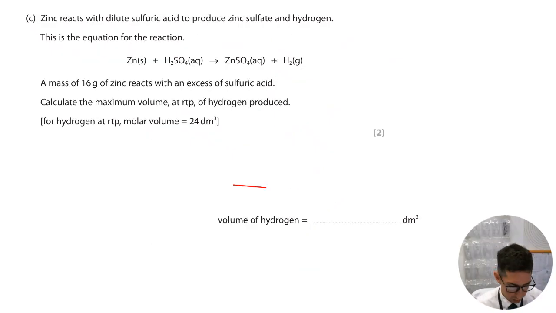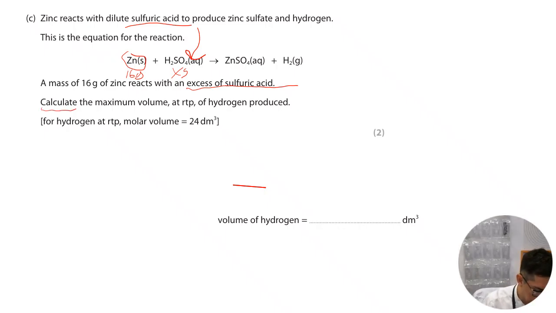Okay, so zinc reacts with dilute sulfuric acid to produce zinc sulfate. So here's our zinc reacting with sulfuric acid. There's the sulfuric acid. And then we have a mass of 16 grams of zinc, so that's 16 g. I like to write stuff underneath, it helps me focus. Excess sulfuric acid, so that's excess. And then we've got a command word, calculate, the volume at RTP.